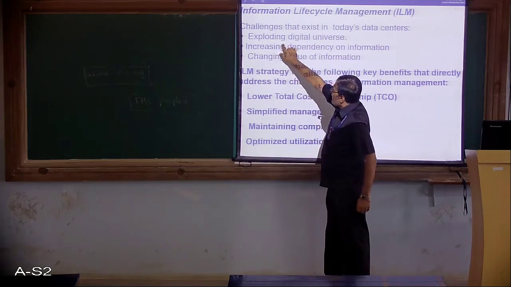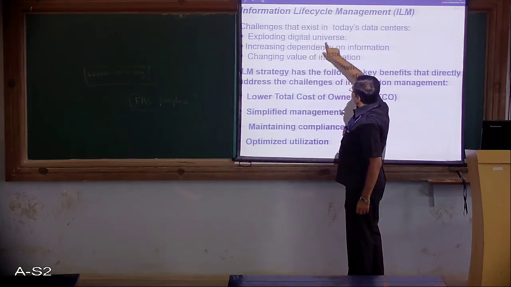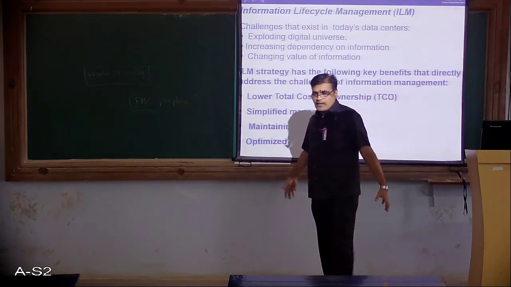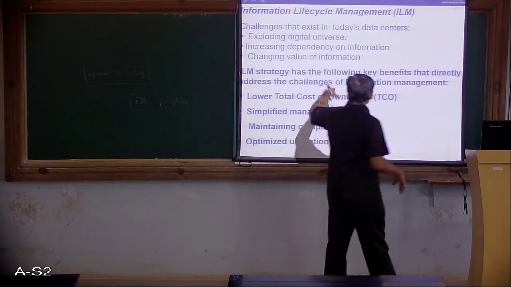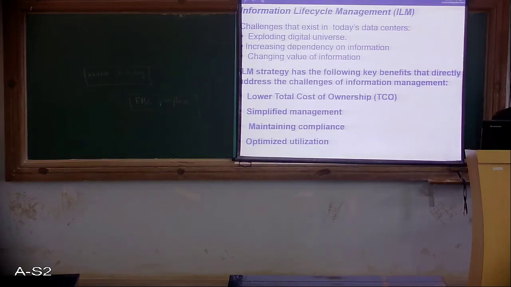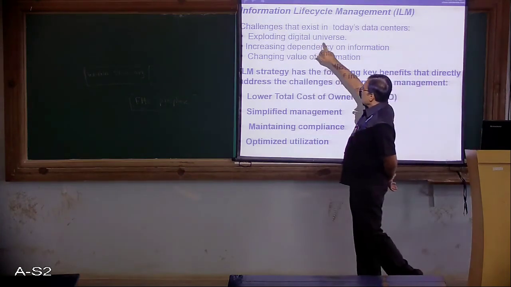So the first one is the exploding digital universe. What does the digital universe mean? The rate of flow of information is greater nowadays. That is the meaning of the exploding digital universe. The rate of information growth is increasing exponentially. Creating copies of data to ensure high availability and repurposing has contributed to the multifold increase in information growth. This is known as the exploding digital universe.